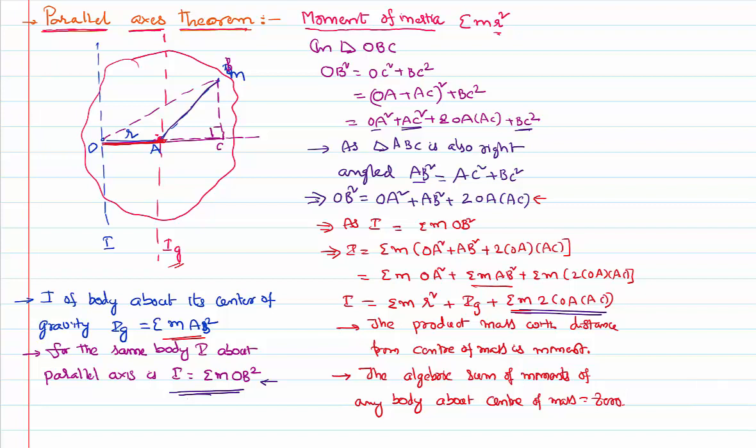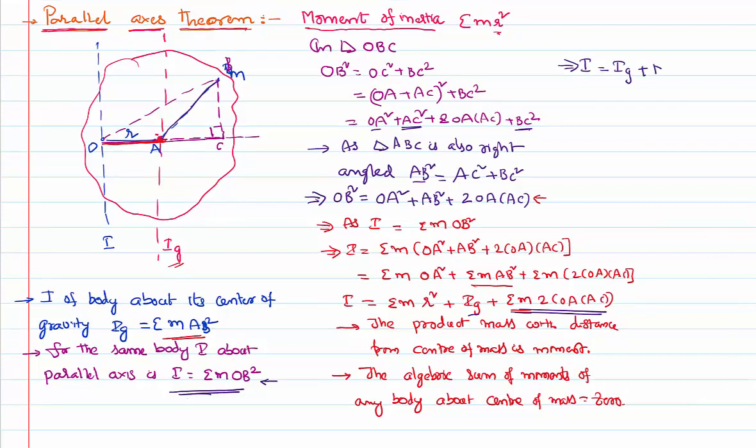So substituting that, I'll get an answer as I as Ig plus sigma m r square. Sigma m can be written as the mass of the entire body, r square, plus 0. That implies I equal to Ig plus m r square. This is what we mean by the parallel axis theorem.